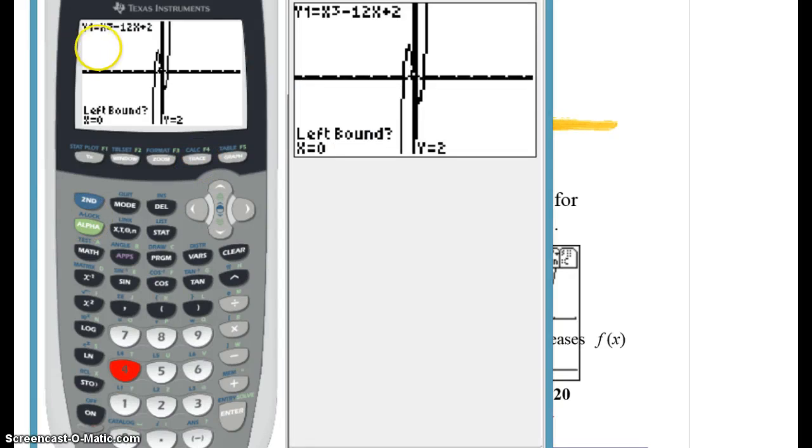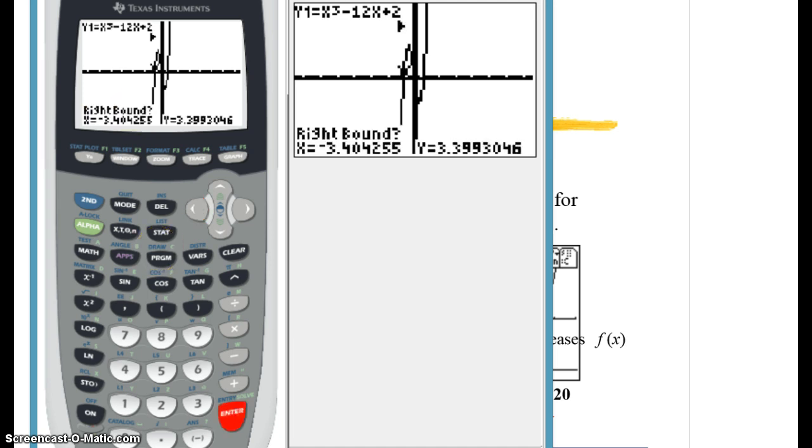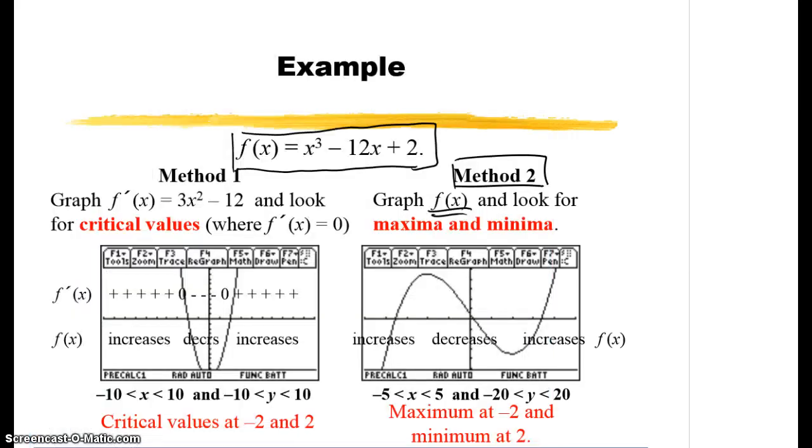Then the calculator asks for a left bound. It wants us to go to the left of this peak point. So we use our left arrow key to get to any point to the left of it, and we hit enter to select it. Then we move to the right of that peak point to select the right bound. The calculator wants us to take a guess. You could just hit enter. And it's going to give us a maximum at x equals negative 2 of y equal to 18. So at x equal to negative 2, we get a maximum. At x equal to negative 2 right here.